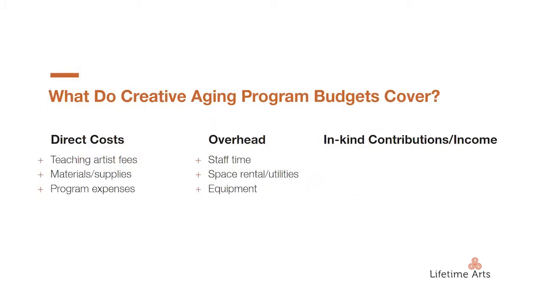For creative aging programs, direct costs typically include teaching artist fees and materials or art supplies, with some other outlying considerations. Other things to keep in mind would be taking into account the overhead required to coordinate, manage, and house the programs, as well as considering other potential income or funding sources.